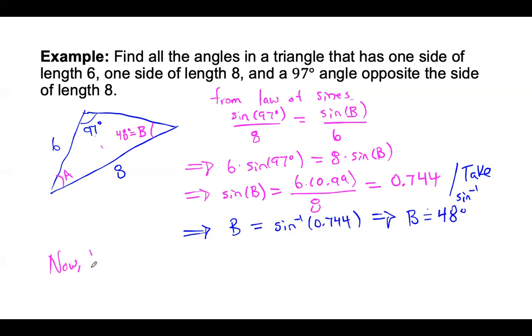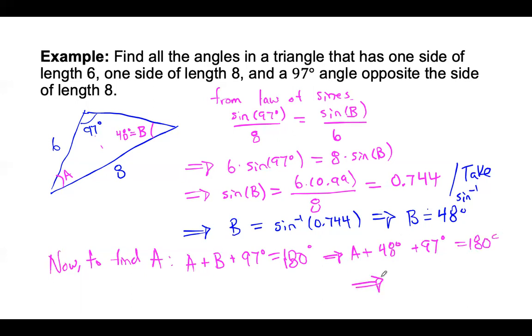Okay. So now, what do we do to find our A? Because the whole triangle has 180 degrees, we can find our missing angle A. So that's just going to be A plus our B plus our 97 degrees equals 180, which therefore implies A plus 48 degrees plus 97 degrees, which therefore implies our A is equal to, anyone? Just subtract. Yep, 35 degrees. And then we label it 35 degrees. Ta-da.